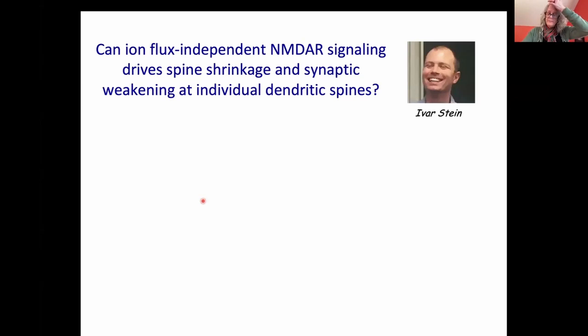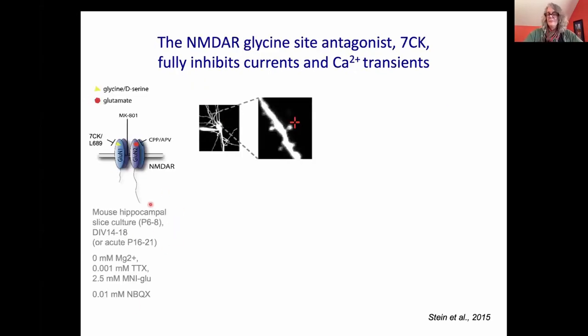So Ivar Stein in my lab decided he wanted to have a look. It had been shown by the Malinow lab to be involved in synaptic weakening, the functional changes. So what about the matching structural changes? He wanted to look at individual spines. These synapses that I showed you are so important for driving learning. These are just some of the details for the experts on what conditions we're using for our experiments. Here we're going to use one of these drugs. We'll be using both 7-CK and L689 that block the coagonist binding that keeps the channel from opening.